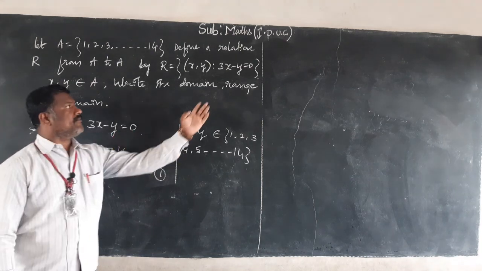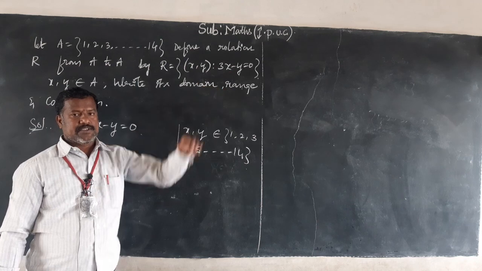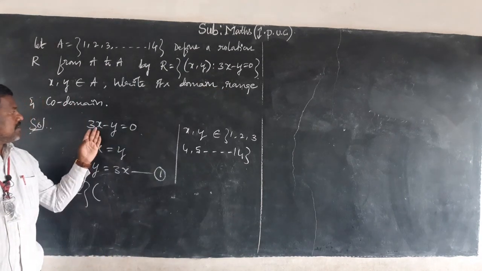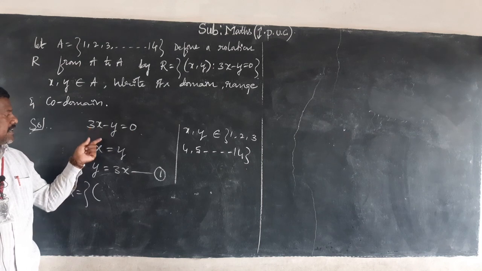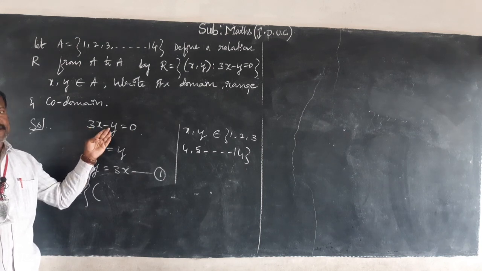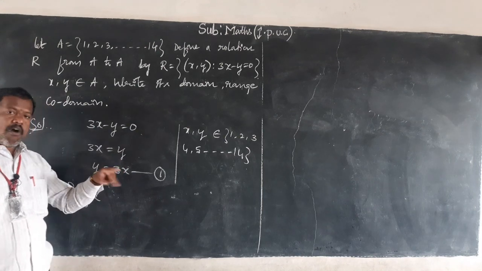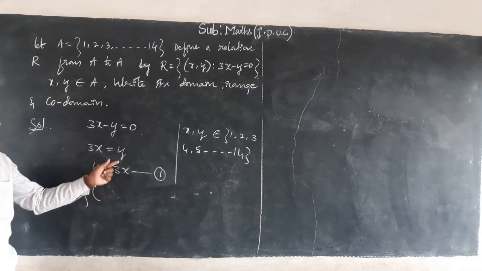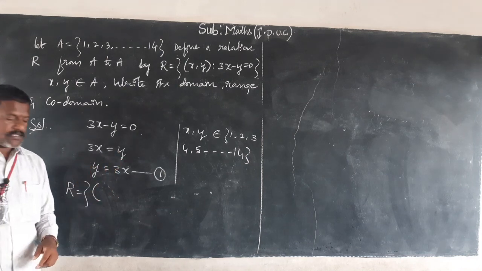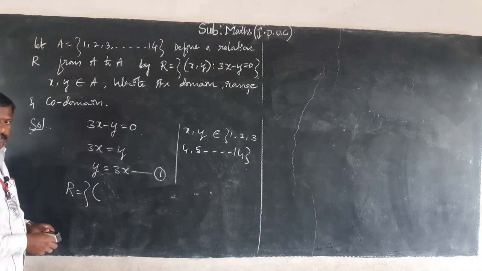Here they have given us one rule, that is 3x minus y equals 0. Let us write 3x as it is. If I send minus y to the right side, the value is plus y. Or I can take y equals 3x. Children, here also we should fill in the ordered pairs just by looking at the relation.